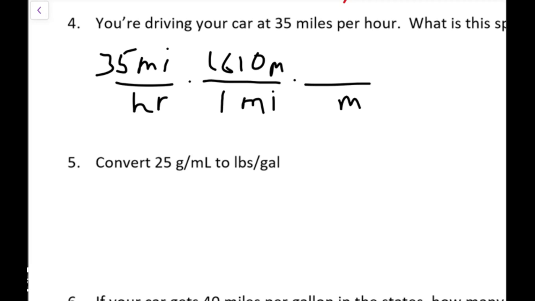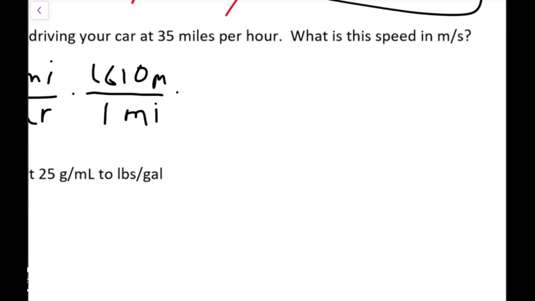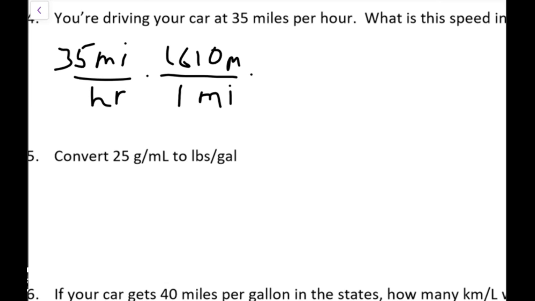Or sorry, I don't need to go all the way to kilometers. I just need the speed in meters per second. So that's good. I'm in meters. Miles cancels. I have meters per hour now. And now I need to convert the hours. So hours now goes on top because it's on the bottom on the left-hand side. It needs to go on top so that it can cancel. And then I want to go to seconds.